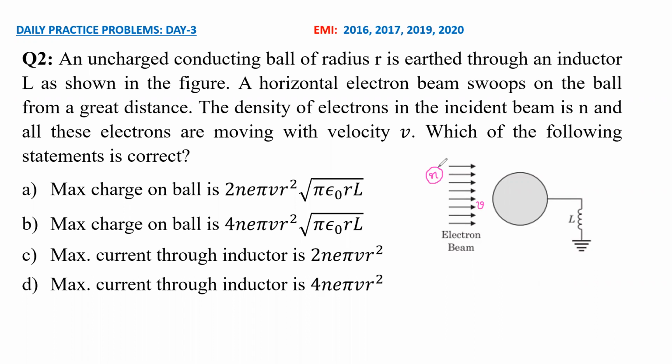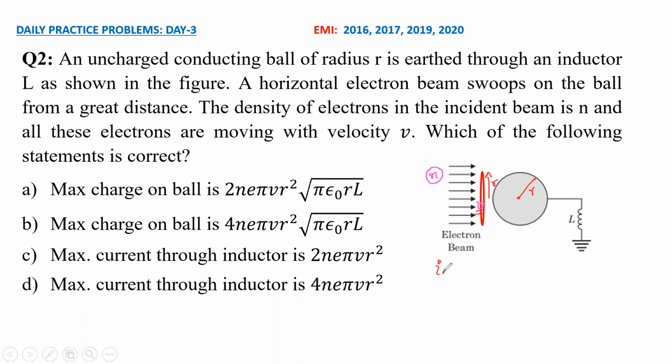So you can easily understand that when such a beam falls on the sphere, all the electrons which are crossing through an area of pi r square, where r is the radius of the sphere, will fall onto the sphere. So the cross-sectional area is pi r square, the number density is n, and the speed is v.